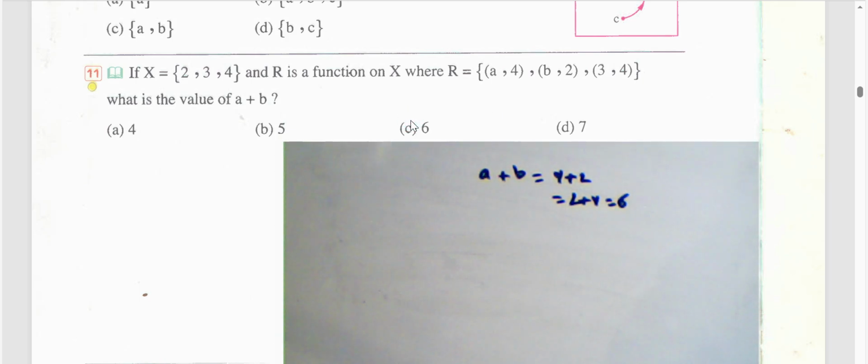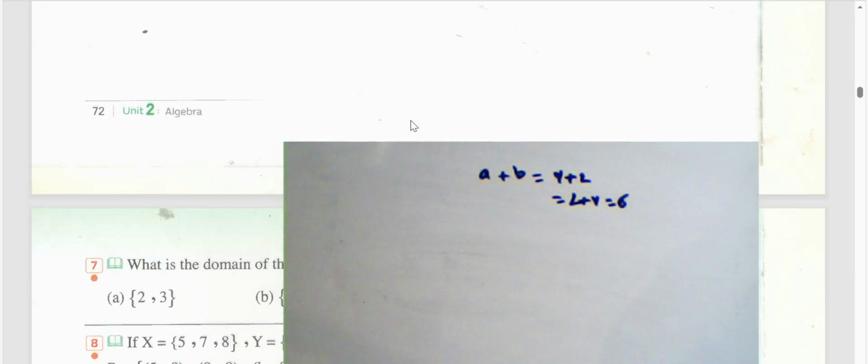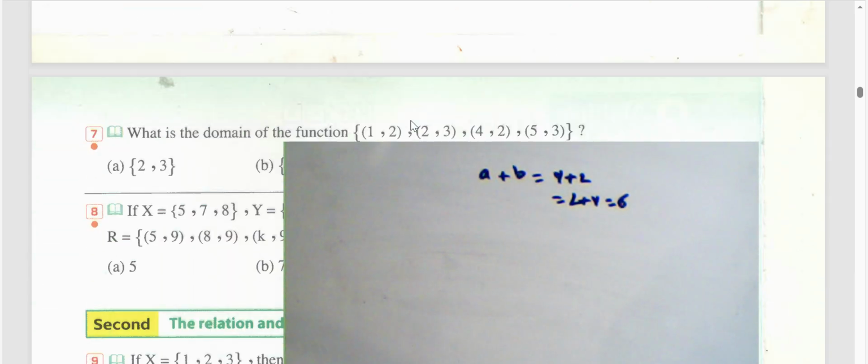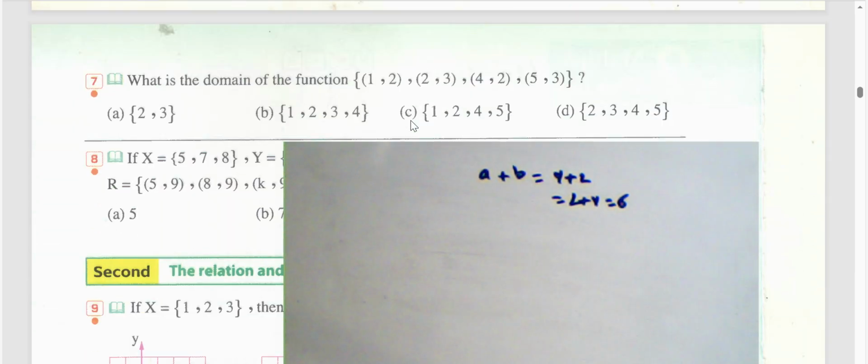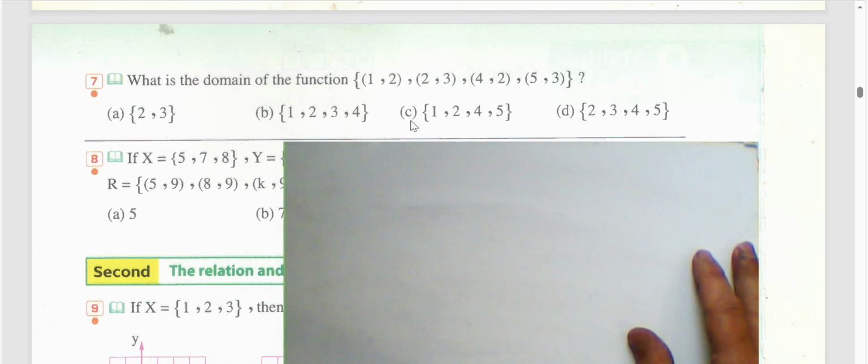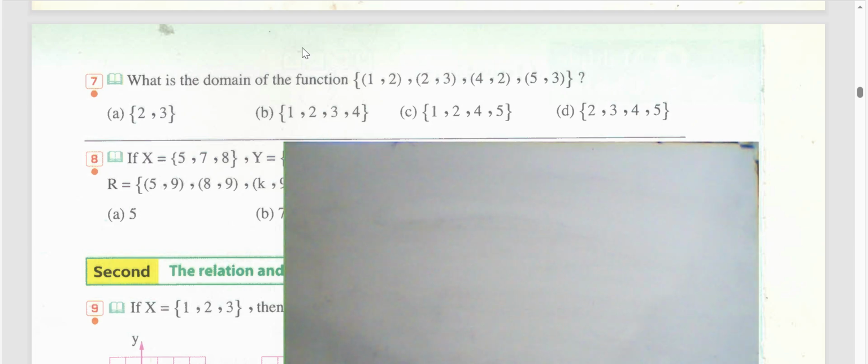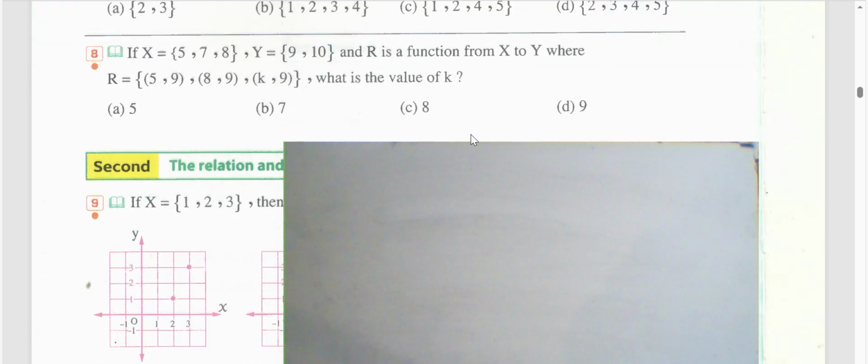Choose letter C here. Okay, it's the last question. Okay, number 7. What is the domain of the function? We can write first 1, 2, 4, 5. It shows letter C. And answer letter C. We have x and y.